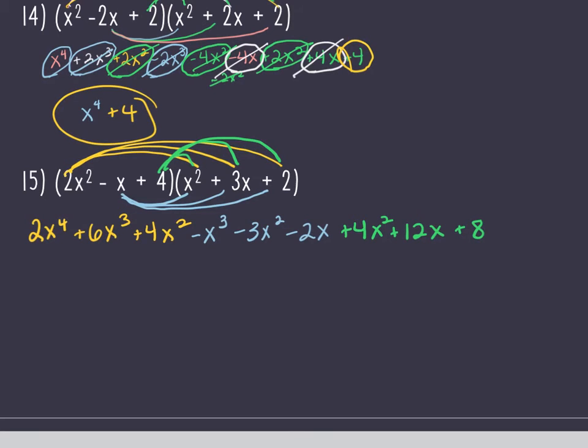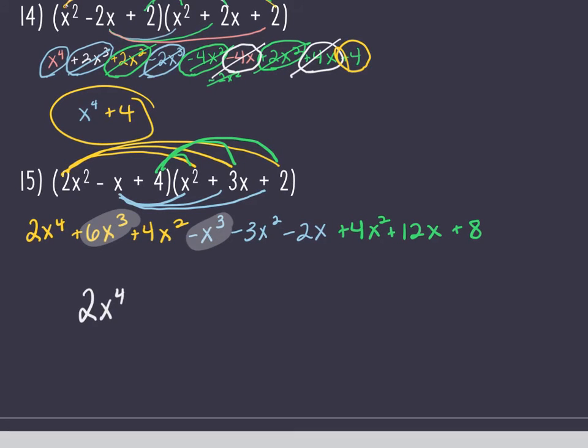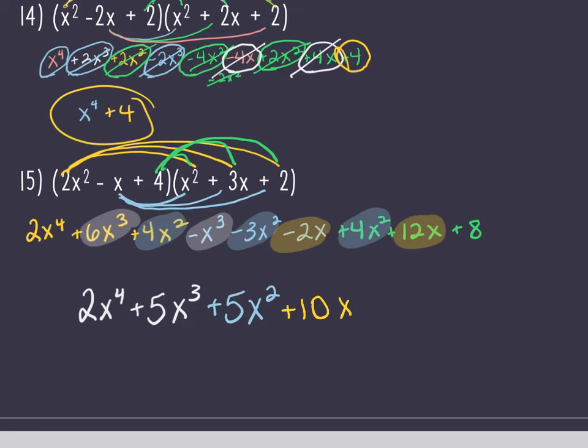Now we combine our like terms. There's only one x to the 4th. There's an x to the 3rd, an x to the 3rd. So that's positive 6 minus 1, or positive 5, x to the 3rd. X to the 2nd, x to the 2nd, x to the 2nd. Positive 4x squared minus 3x squared is 1x squared, plus 4x squared is positive 5x squared. Negative 2x and 12x, negative 2 plus 12 is positive 10x. And our lonely little 8 by itself, positive 8.